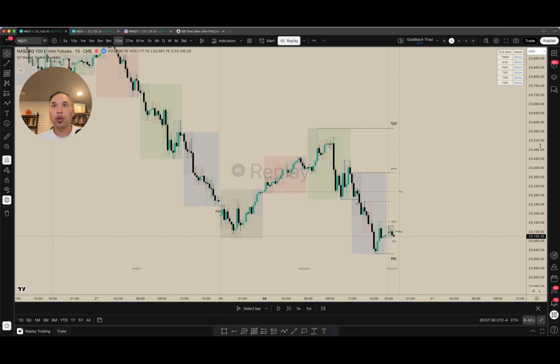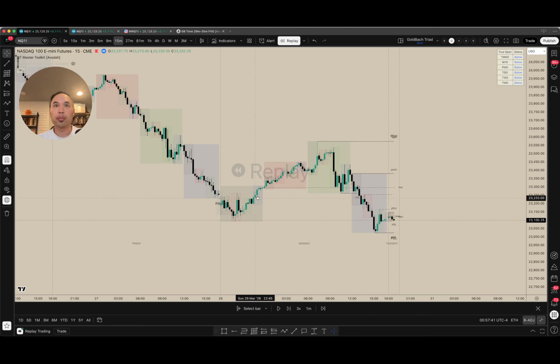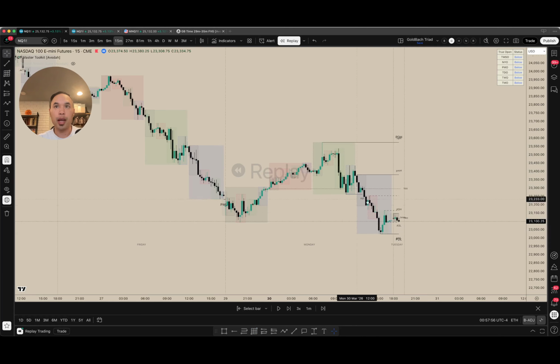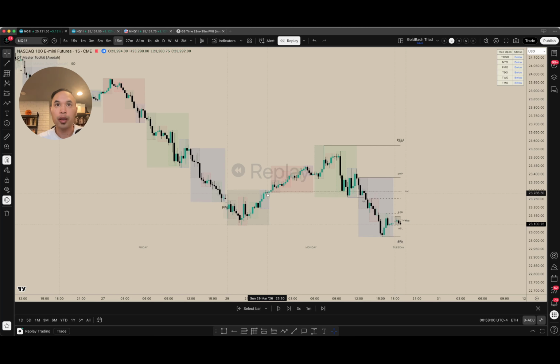And what these true opens mean: you remember how we talked about premium and discount. Let's say we look at Monday's range from this high to low. That's a price premium and discount. But now we're looking at a timed premium and discount. In this case, the premium and discount of Monday is right here. So anything below true day open is discount. Anything above true day open is premium.